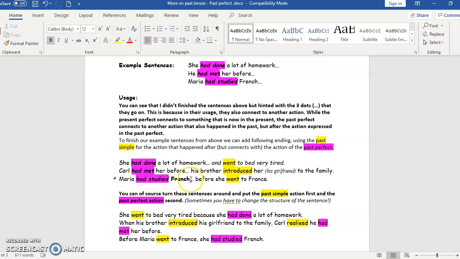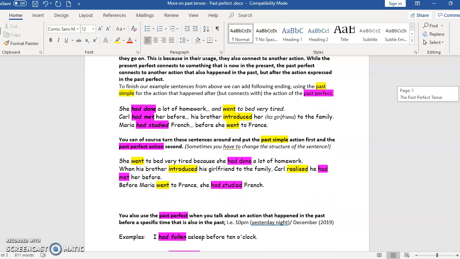Maria had studied French before she went to France. Okay, that makes sense. Before she went to France, earlier she wanted to learn French, so she had studied French. Makes a lot of sense that you do that first.